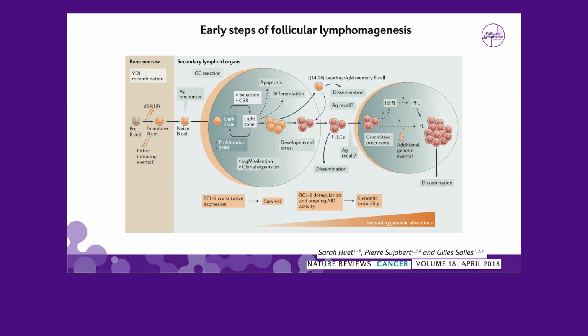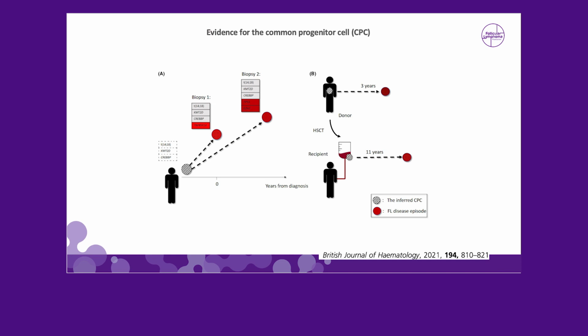and all this is accompanied by constitutive expression of BCL2, significant expression of BCL6, importantly, continuous expression of the AID enzyme, and the acquisition of additional mutations and genomic instability. The common progenitor cells are very, very important. These are the key to the relapses that we observe so frequently in follicular lymphoma.